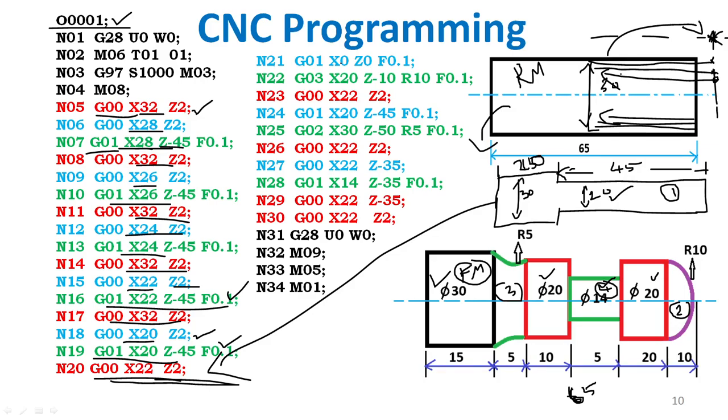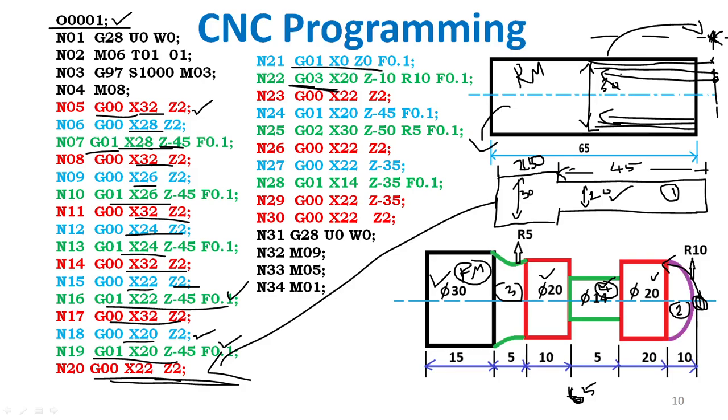So here G01 X0 Z0 F0, the tool is in this position. G01 X0 Z0 means the tool is at this position. Then G03, circular interpolation for counter clockwise direction, anti-clockwise direction. So G03 means the tool moves in the counter clockwise direction.